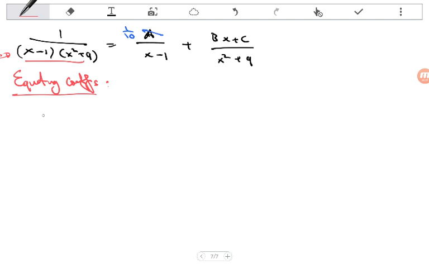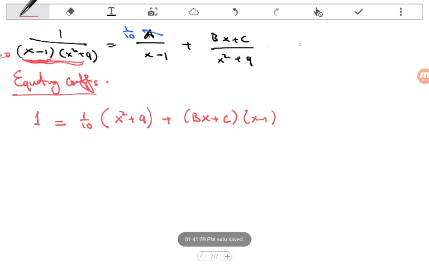So I multiply both sides with this denominator, which will be 1 is equal to a, which is 1 over 10. When I multiply this denominator by the first one, the bracket of x minus 1 will be cancelled. So I will have here x squared plus 9. And in the other term, I will have a bracket which is bx plus c multiplied by only this bracket, which is x minus 1, because the other bracket, x squared plus 9, will be cancelled when it is multiplied.